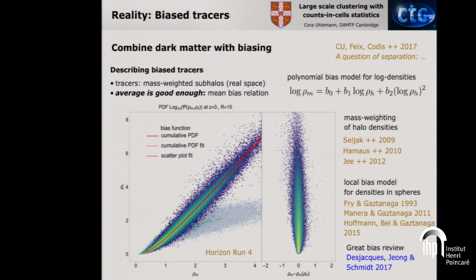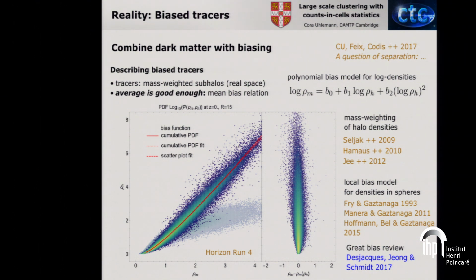scatter here. So in some sense, we can hope that we can just find a mean relationship between matter and halo densities in spheres. That would look something like this red line here. And use this mean relationship to map our probability distribution functions.